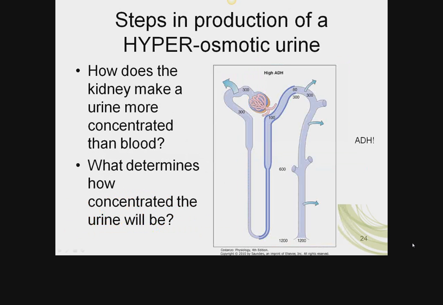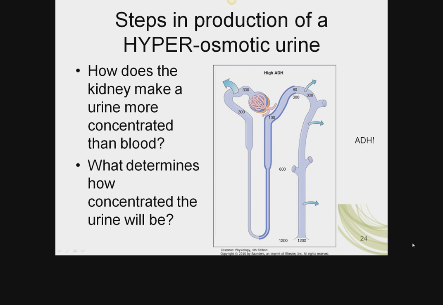How do you make a hyperosmotic urine? And what does that mean? That means highly concentrated, scant urine. How can your kidney do this? What determines how concentrated your urine can be? Well, first of all, number 1, you need a good interstitial gradient.